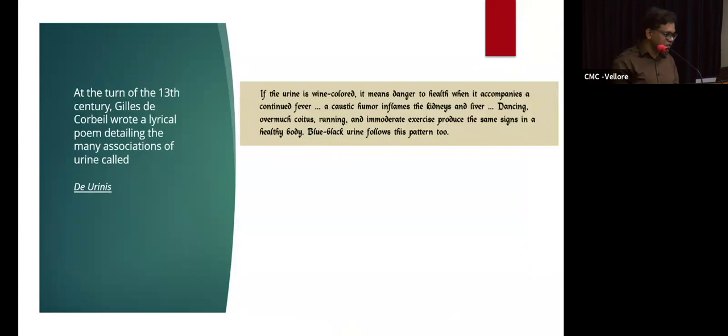In the 13th century, Corbel wrote poetically that if the urine is wine colored, it means danger to health when it accompanies continued fever. A caustic humor influences the kidneys in fever. And if there is overmuch coitus, running, and a lot of exercise, it produces the same signs in the healthy body also. Blue-black urine follows the pattern too. So we can apply this even till now from the 13th century.